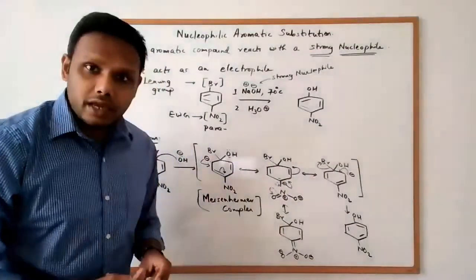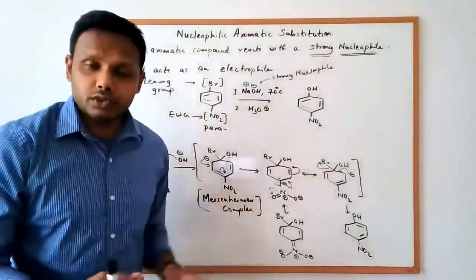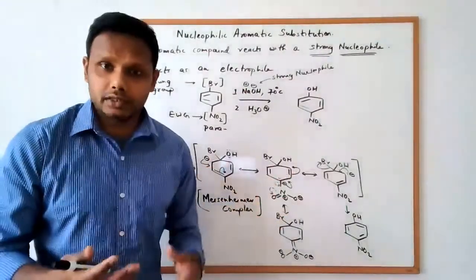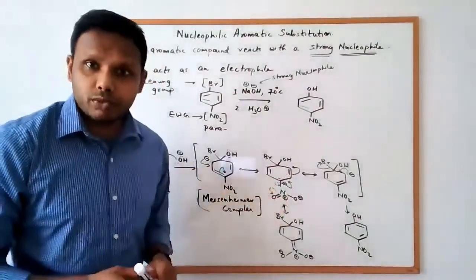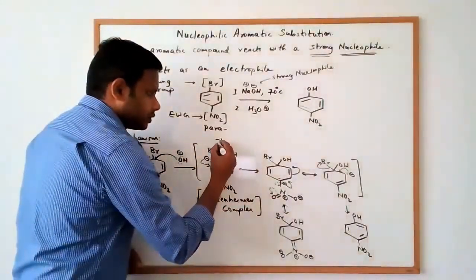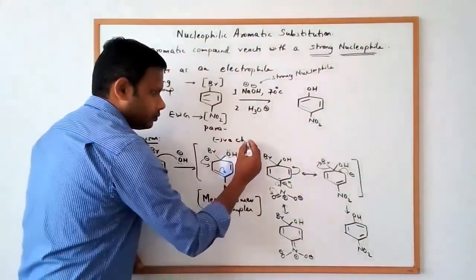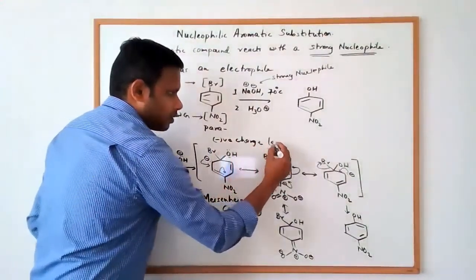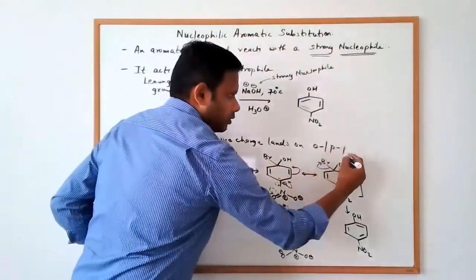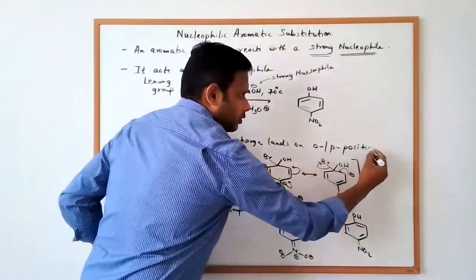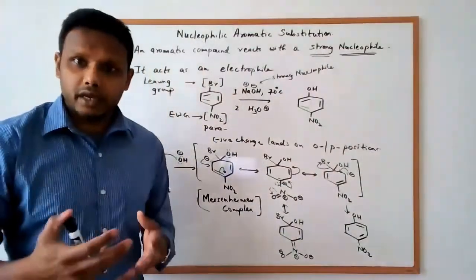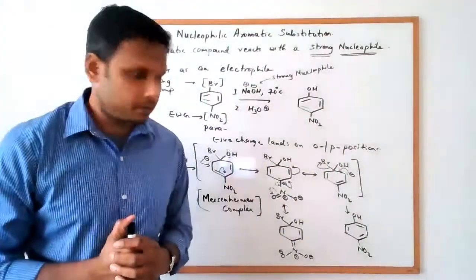And this can only happen if the nitro group is located on one of the positions where the negative charge ends up. And those positions are ortho and para. So the negative charge lands on ortho and para positions. So that's why we need the electron withdrawing group at the ortho or the para position.